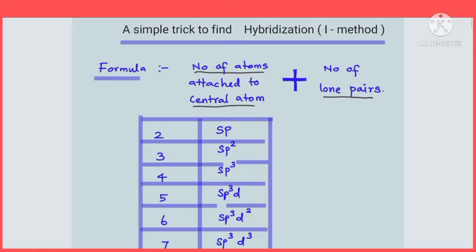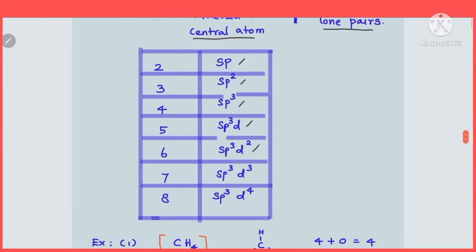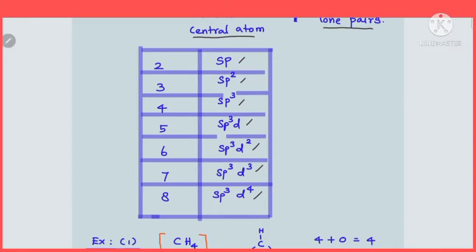After adding these two things, if you get the number 2, the molecule has sp hybridization. Likewise, 3 means sp2, 4 means sp3, 5 means sp3d, 6 means sp3d2. If the number is 7, it is sp3d3, and 8 means sp3d4. Let us see some examples.